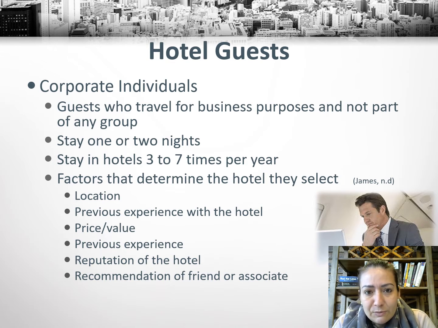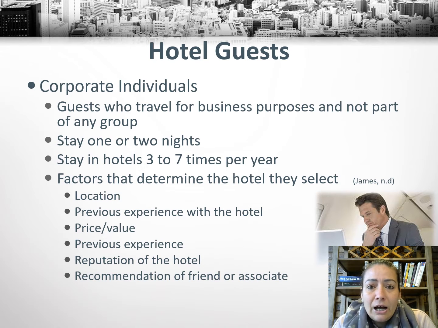Also, the previous experience with the hotel group is a big factor here. If they stayed at a Hilton hotel in Johannesburg and they had the worst service and the worst experience ever, they obviously are not going to choose one in Cape Town. Okay, so that's a big factor. The reputation of the hotel also plays a big factor. Bad reputation, wouldn't choose it. Good reputation, will choose it. And then obviously a recommendation of a friend or an associate.